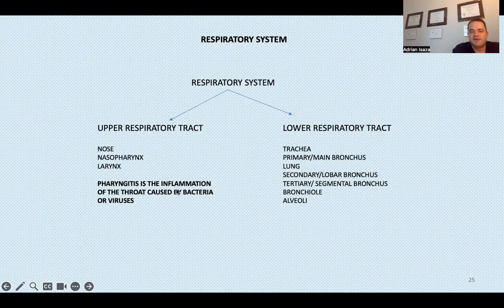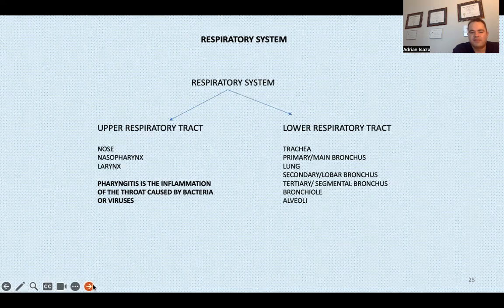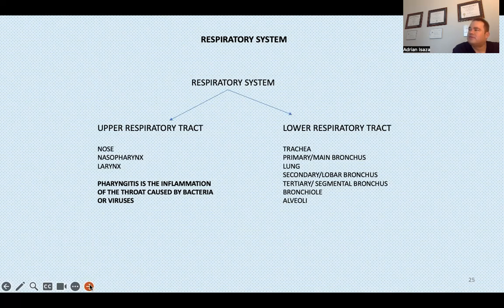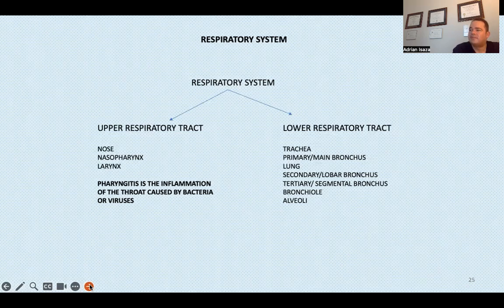Respiratory system: pharyngitis, pharyngo meaning pharynx, which means throat, is inflammation of the throat caused by bacteria or viruses. Strep throat is commonly caused by Streptococcus pyogenes, a gram-positive bacteria, and that's why we swab the throat. All right, guys, looks like we are done here.